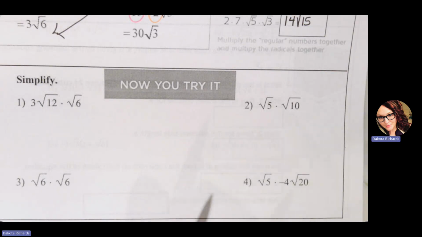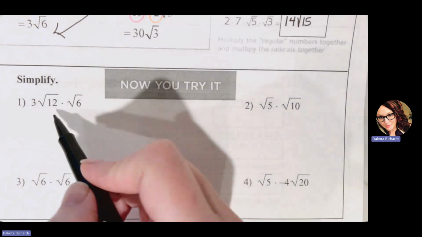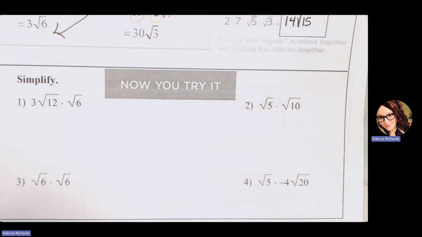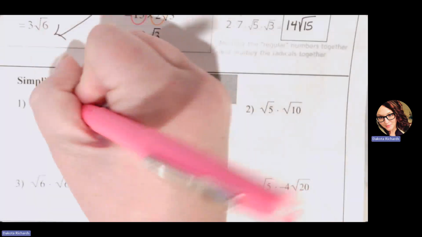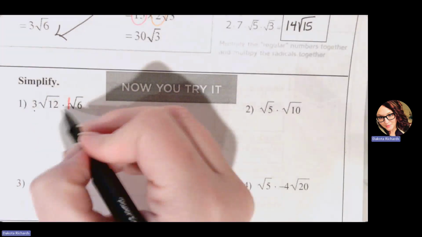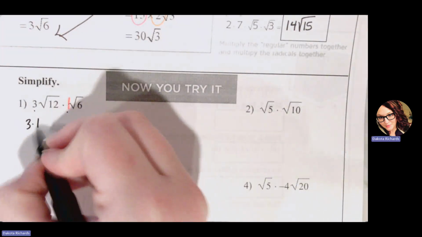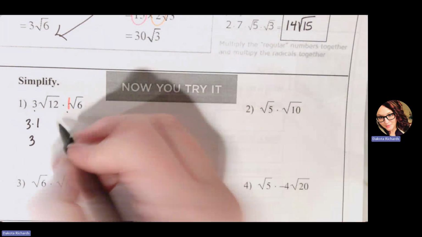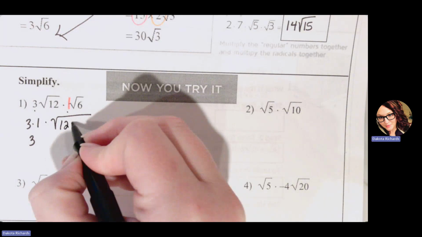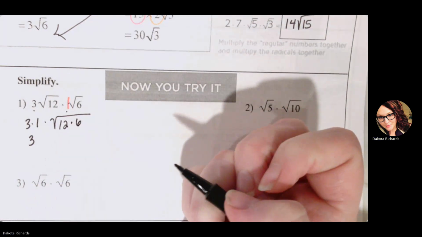Okay, you should have paused the video. So let's go over these. Let's look at number 1. Number 1 says 3 square root 12 times the square root of 6. Okay, so technically we have a 1 right here. What is 3 times 1? It's just 3. That's on the outside. On the inside, we have 12 times 6.